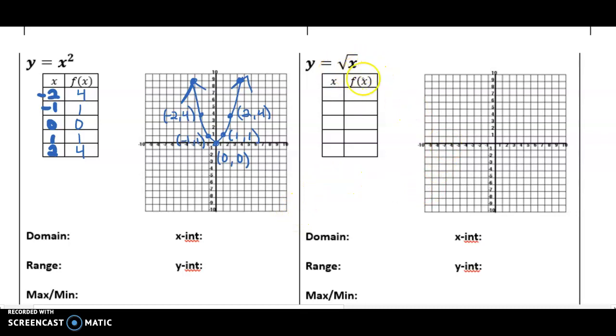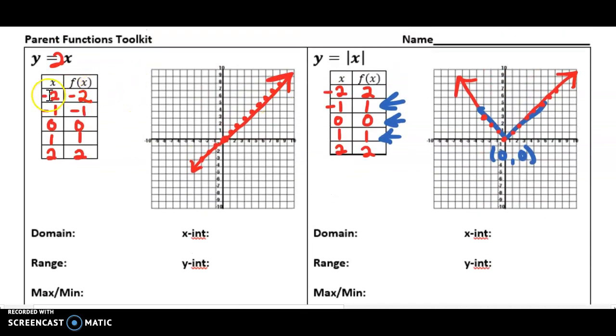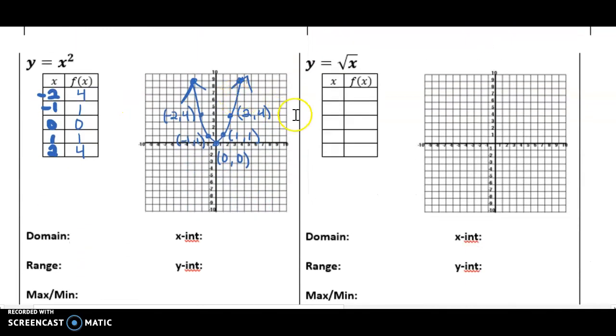Now for y equals the square root of x, our square root function. For the first three parent functions we've just talked about, every single time I've said, you know what, I'm just going to pick x values of -2, -1, 0, positive 1, and positive 2. However, let's think about this. I am telling you right now that I do not want to use -2 and -1 as x values for this function.